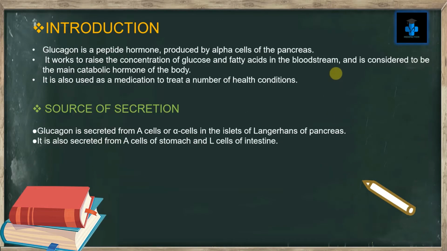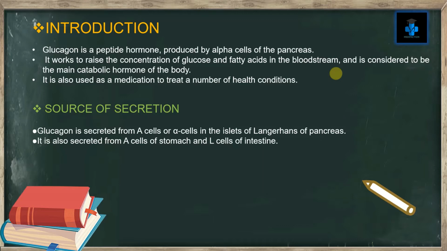Introduction. Glucagon is a peptide hormone produced by alpha cells of the pancreas. It works to raise the concentration of glucose and fatty acids in the bloodstream and is considered to be the main catabolic hormone of the body. It is also used as a medication to treat a number of health conditions.